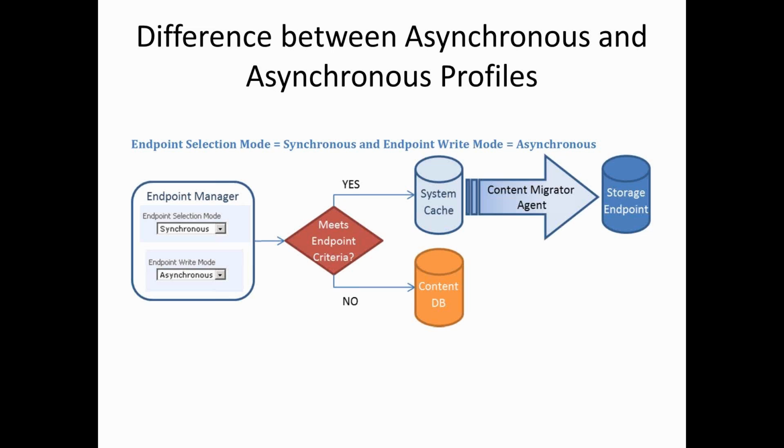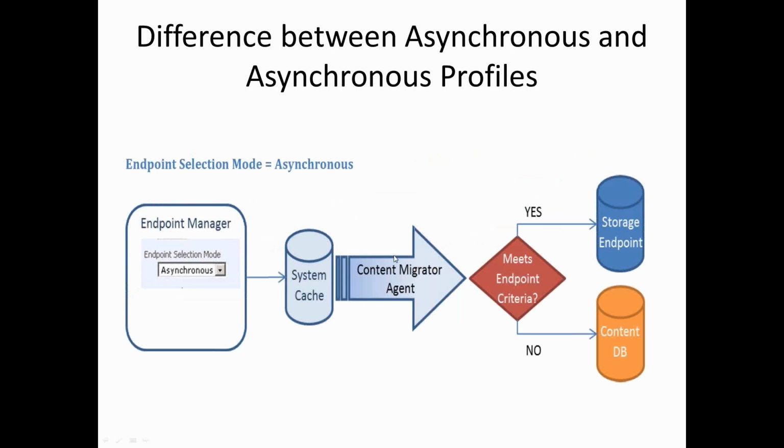Now in the system cache, you have the content migrator job that will move content from the system cache to the actual endpoint. So you have a timer job at this point. That is synchronous and asynchronous, and then the third option is the asynchronous mode.